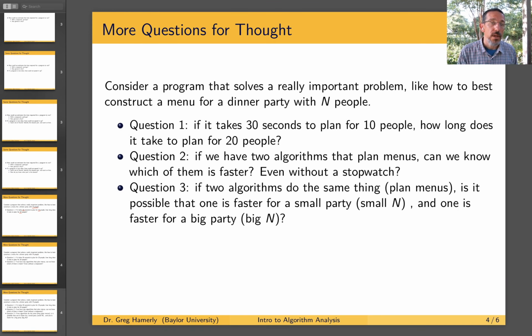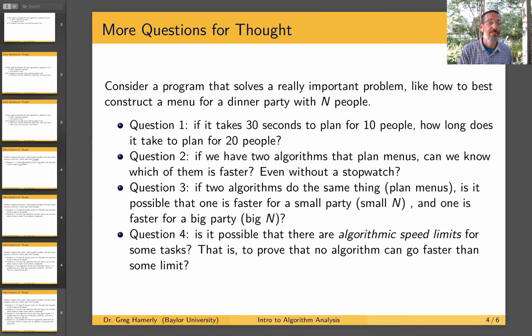So here's a third question for thought. If you have two algorithms, again, that do the same thing, such as plan menus, is it possible that of these two algorithms, A and B, one of them is faster at planning a menu for a small party with a small number of people, small n, and the other one is actually faster for a big party with more people, bigger n? Is this possible? Yes, it's possible, and it can happen all the time.